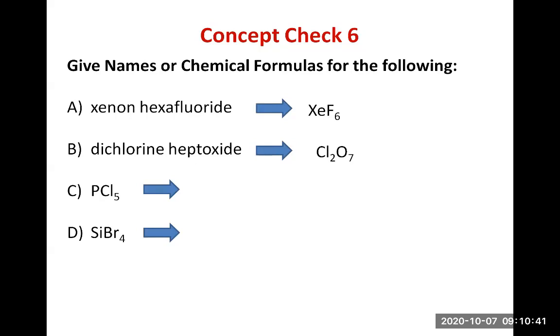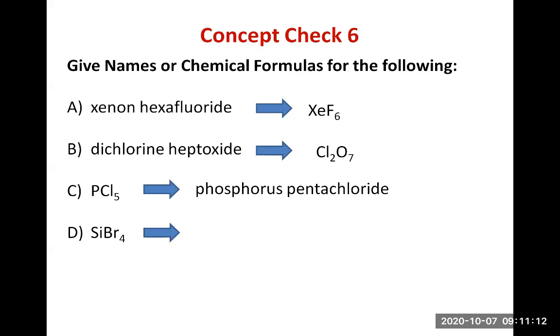Let's now name those formulas. PCl5. P is for phosphorus. There is only one, so we don't say monophosphorus, we just say phosphorus. And then there is 5 Cl. So 5 is penta, so penta, Cl is chlorine, and it becomes chloride. We change the ending to ide. So it's phosphorus pentachloride.